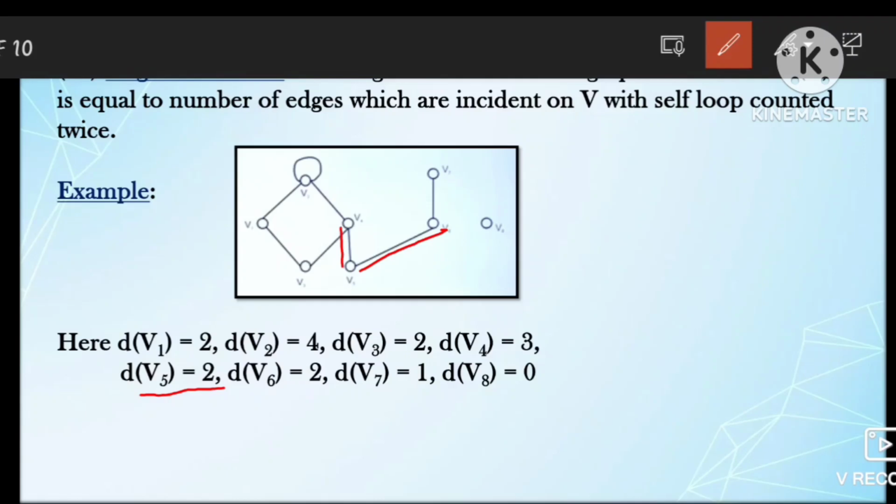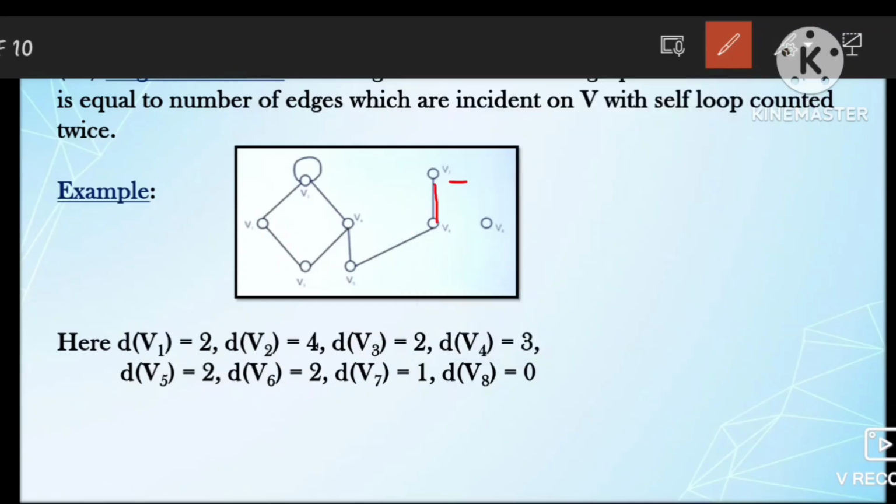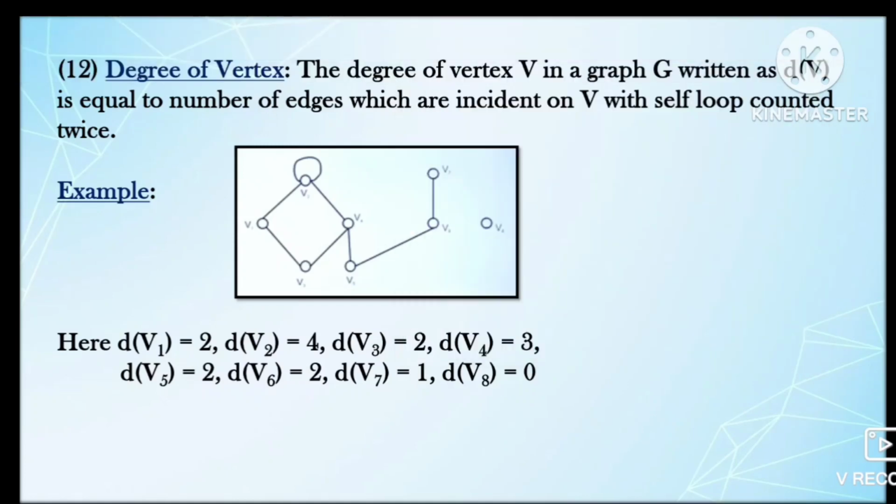For V6, this is the V6 vertex, it is joined by this and this edge, so it will also have degree 2. Now V7, this is the V7 vertex and it is joined by only this edge, so it will have degree 1. Now for V8, this is the V8 vertex and it is not joined by any edge, so it will have degree 0. So this was all about degree of vertex.